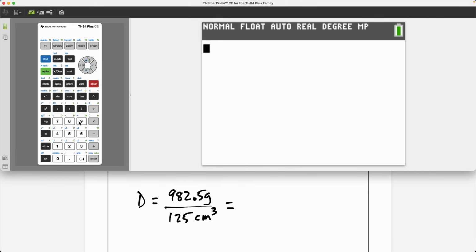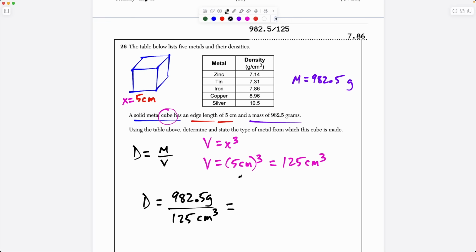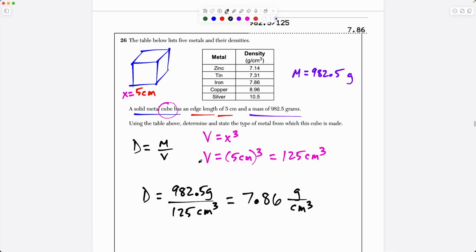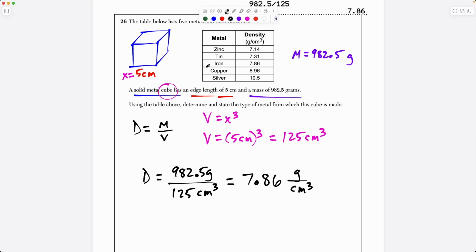So now we can just work this out. We have 982.5, and we're dividing by 125. So the density is 7.86, and the units here are grams per cubic centimeter. And we just look at the table here and notice that this is going to match up with iron. Okay, so using the table above, determine and state the type of metal from which this cube is made. We could just say here that the cube is made of iron. So I'm just going to write down here, iron is what the cube is made of.